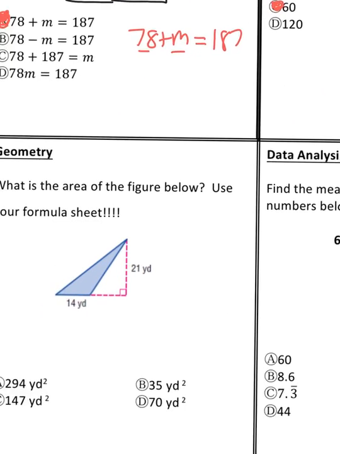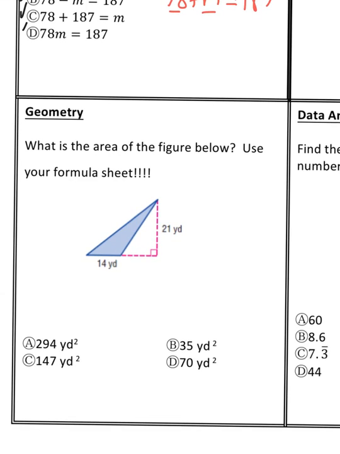All right, let's slide down to this one. What is the area of the figure below? Use your formula sheet. So first off, if you didn't do it already, you better be doing it now. I want you to write the formula, I want you to substitute, and I want you to solve. Okay, first, that's a triangle, so you should have area is half times base times height. Now I'm going to substitute. Area is half times the base is 14 times the height is 21.